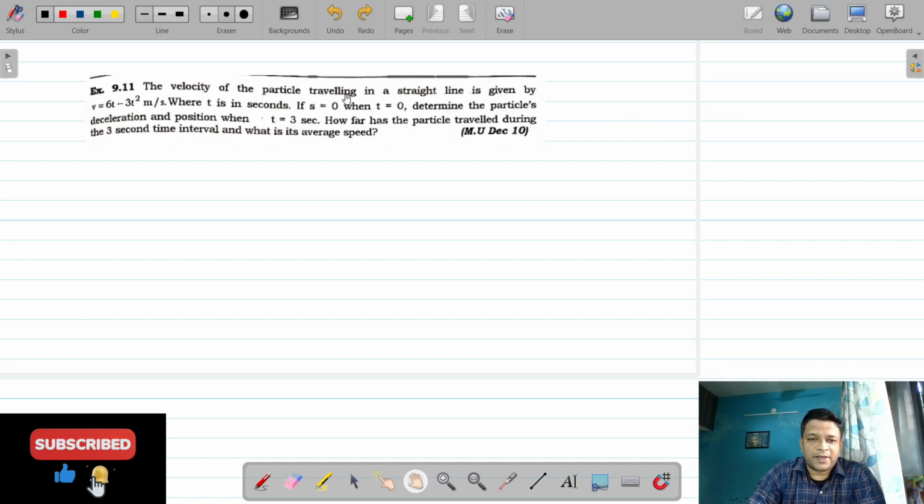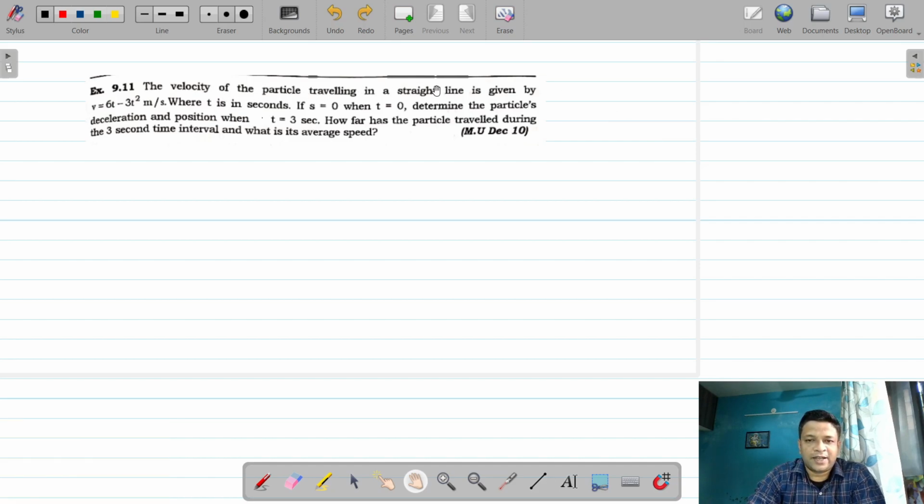The velocity of a particle traveling in a straight line is given by v is equal to 60 minus 3t square meter per second, where t is in seconds. If s is equal to 0 when t is equal to 0, determine the particle's deceleration and position when t is equal to 3 seconds. How far has the particle traveled during the 3-second time interval and what is the average speed?